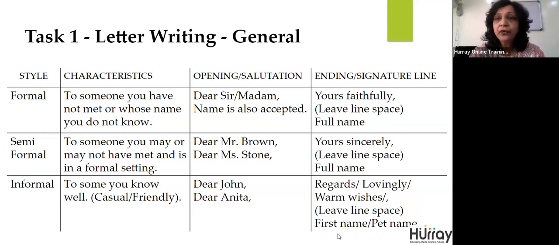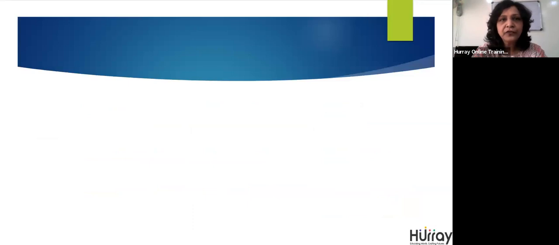Leave a line space and then you can write your first name, not your full name, because it's not official, it is personal. So just give your first name or your pet name, whatever that person calls you by, you could give that name. This is the structure of the 3 letters.